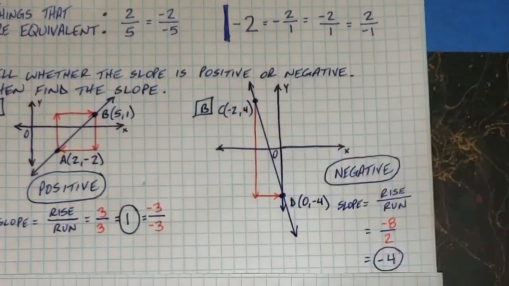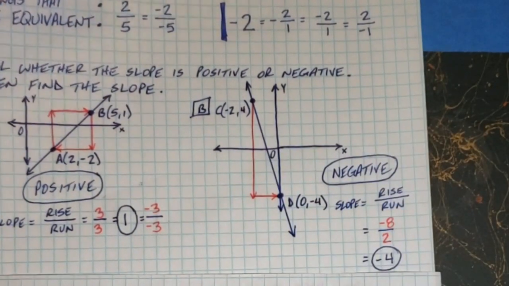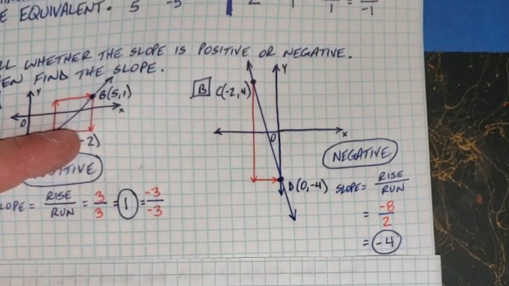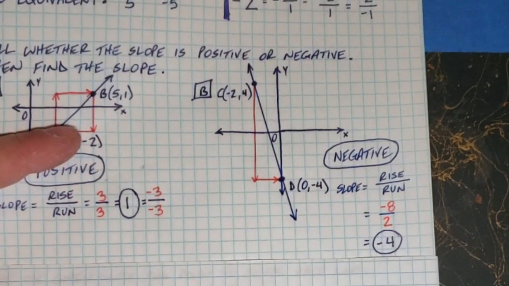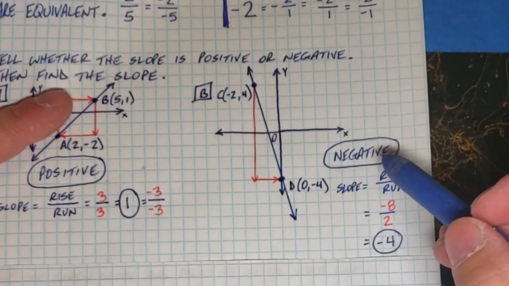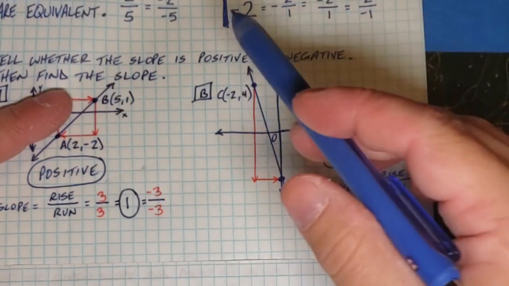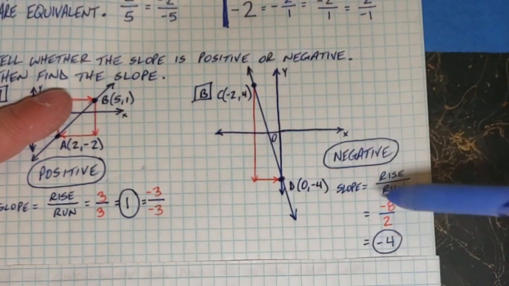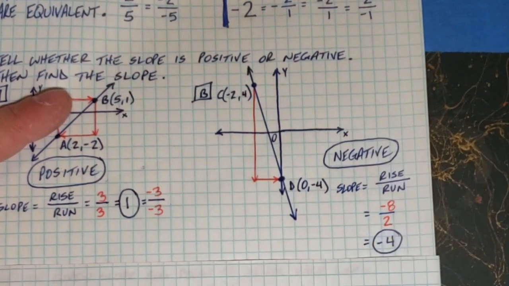Now, both of those worked out to be integers, but that is not always the case. Sometimes you get a fraction that cannot be simplified. But those just happen to do. So we got a negative slope because it's going down left to right, and we wound up with a negative slope. So those two things should agree with each other.